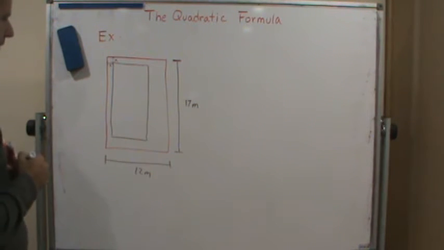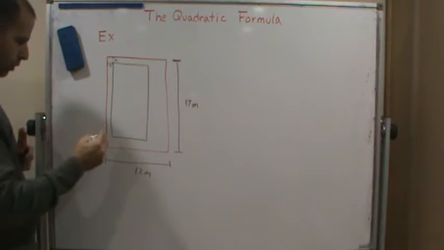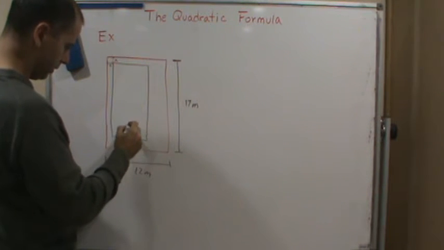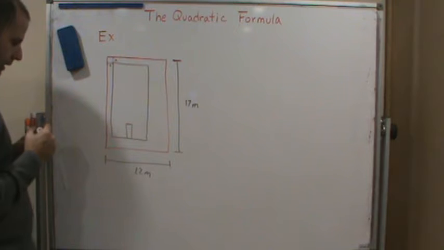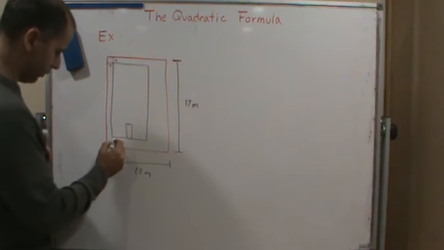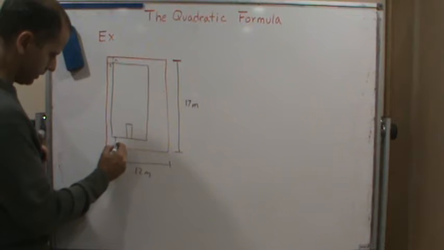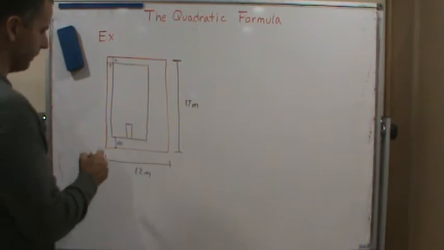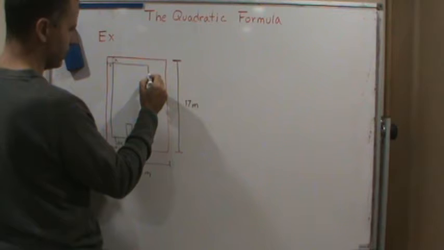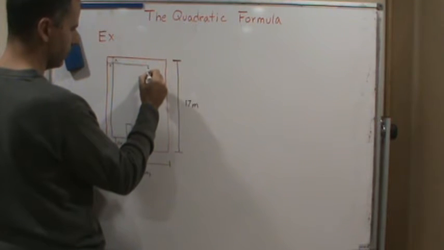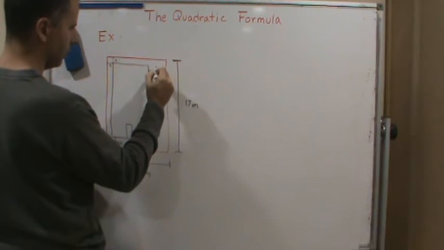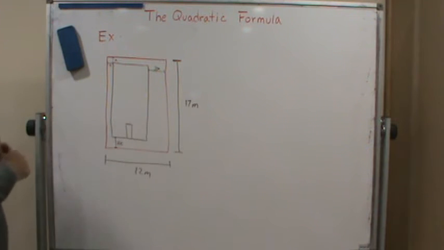And then what they're saying is the other side of the pool, with the diving board, is going to be twice as big. So we want this distance to be 2x, and then the other side, which is going to be this distance, to be 3x. Okay?